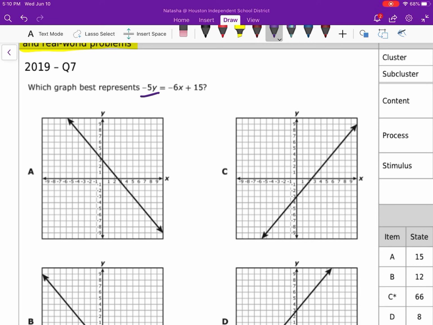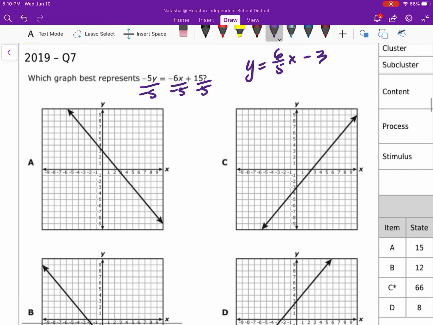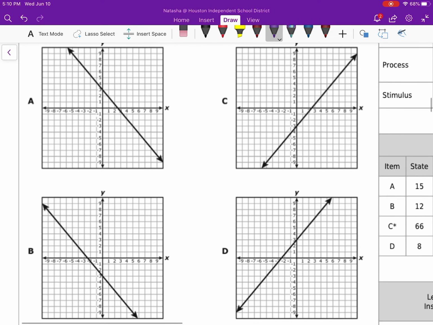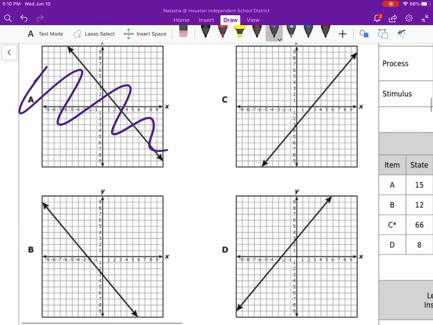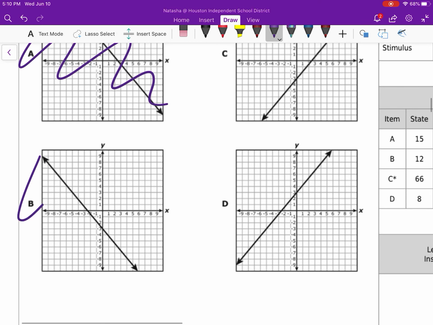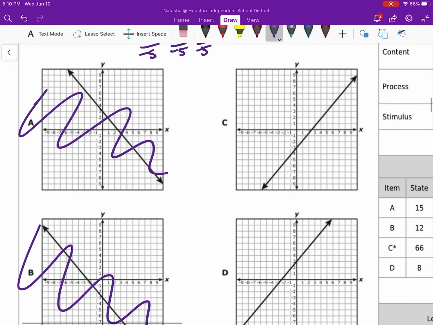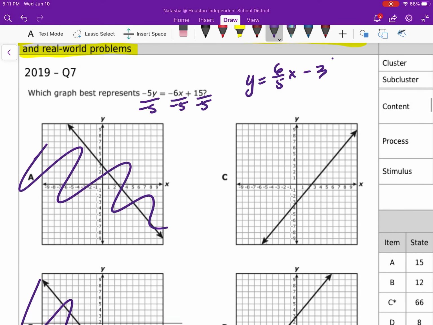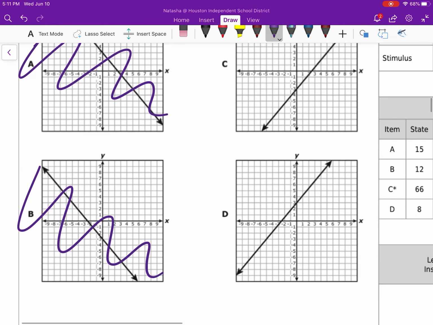I'm going to go ahead and put this in slope-intercept form so I can figure out what my slope is. So I'm going to divide everything by negative 5. So this will become y is equal to positive 6 over 5x minus 3. Okay, so I know that my slope is positive, so I'm going to eliminate A because it has a negative slope. And I'm also going to eliminate B because it also has a negative slope. So then I need to look at my y-intercept, which is negative 3.